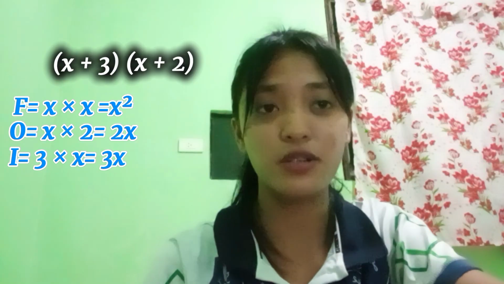Now, after we get the equation or the standard form, we need to add the like terms, which are the 2x and 3x. So the answer is x squared plus 5x plus 6. Always remember, when you multiply two binomials, follow the steps of the FOIL method: the first, outer, inner, and last. Always combine the like terms.